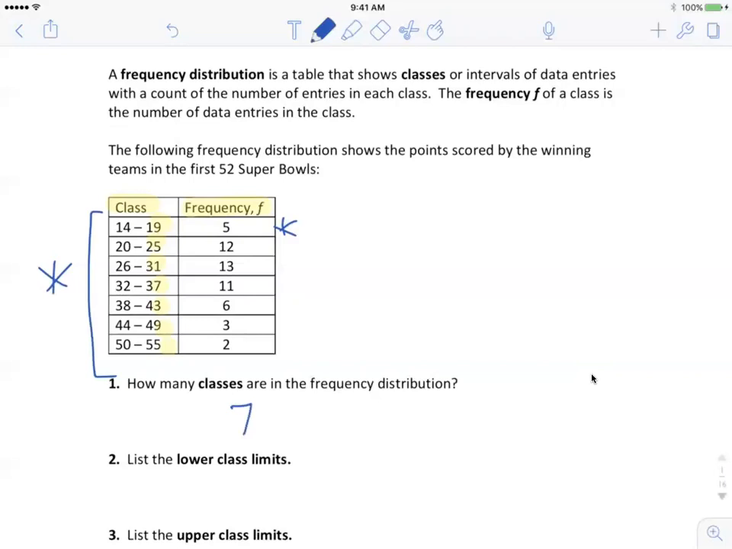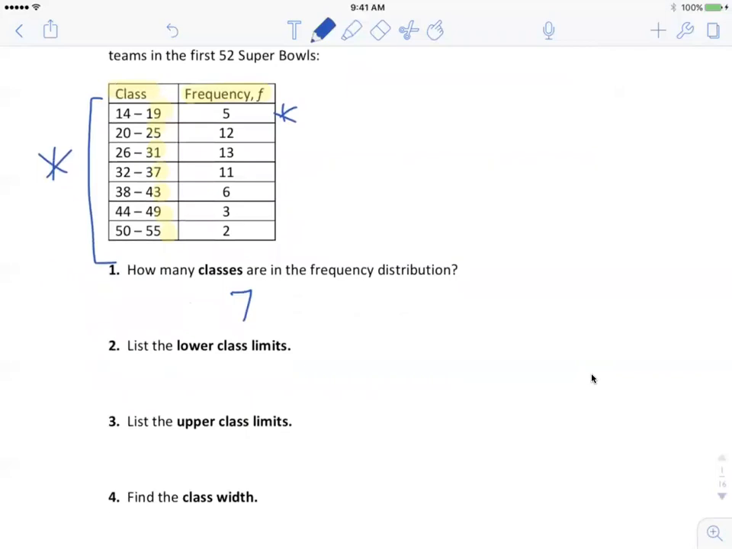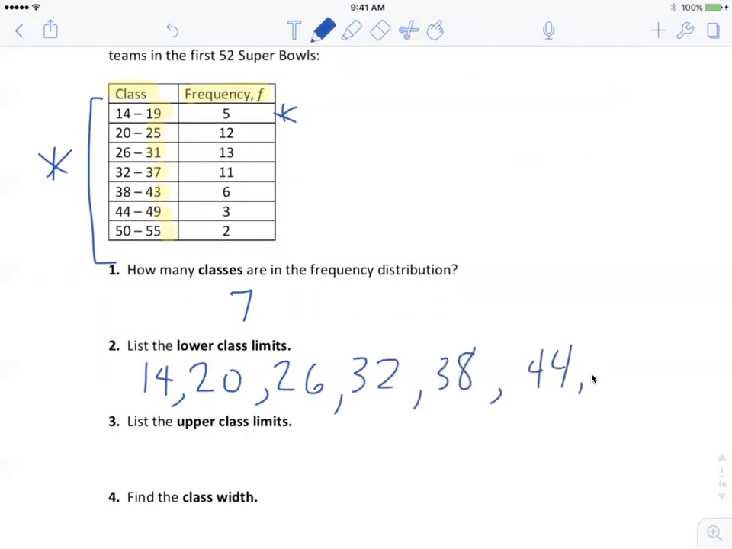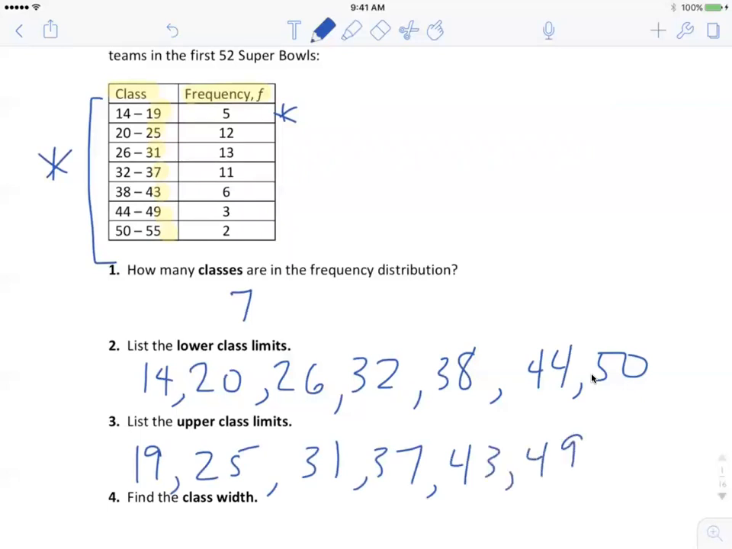Right? When we get into class limits here on number 2, the lower class limit is the lower value in each range. So I would just start with the 14, right? And then just list them separated by commas, right? 14, 20, 26, etc. Those will be what's called the lower limits. And then similarly, we have upper class limits. Those would be the higher ones in each range, right? Starting with the 19 and going through and just jotting all those down.